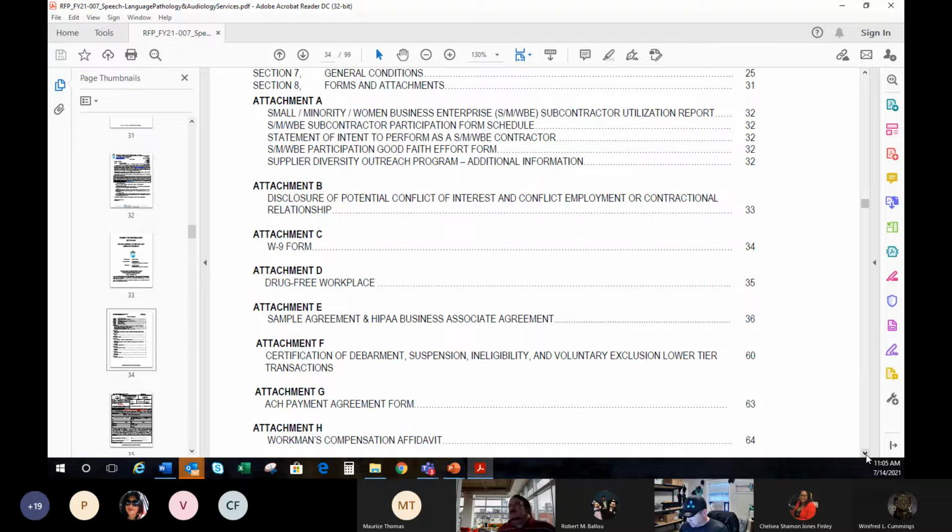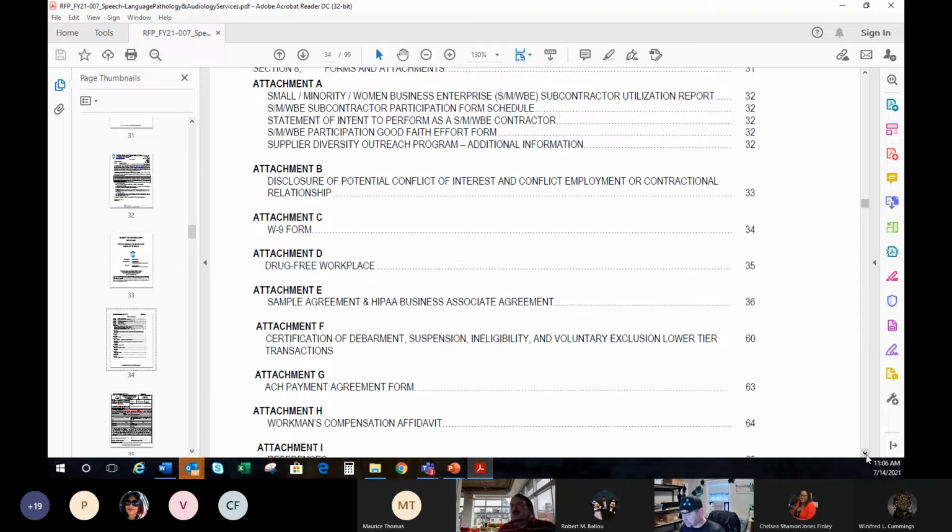Attachment F is the certification of debarment and suspension. This lets us know if your company has been debarred from a contract. This means any type of contract. So if you have, then you don't submit the form, okay? By signing the form, you're stating that your company has never had a debarment or suspension from a contract.